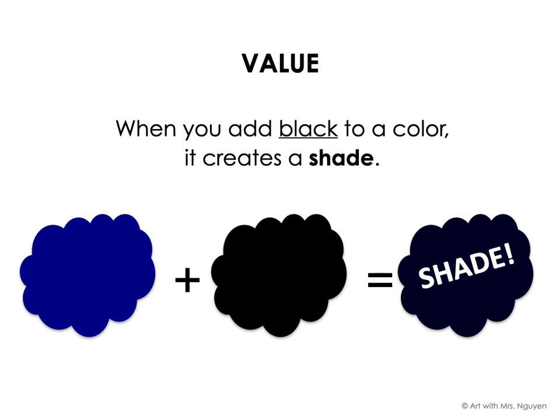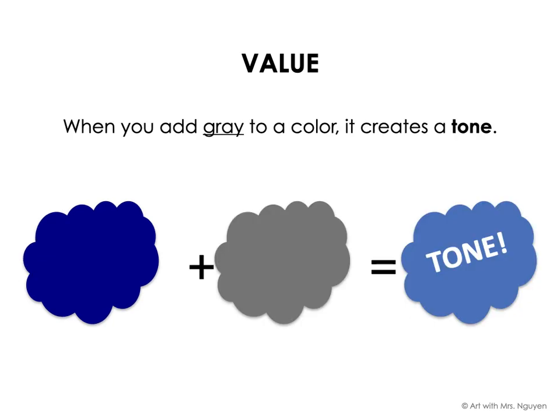And a lot of times when we're talking about value, sometimes you will also hear the word tonal or tone. And that is usually referred to in photography, but it's nice to go ahead and learn it. So tone is when you add gray to a color. So blue plus gray equals tone. So if you hear the word tonal, think of grays. So go ahead and write that down.